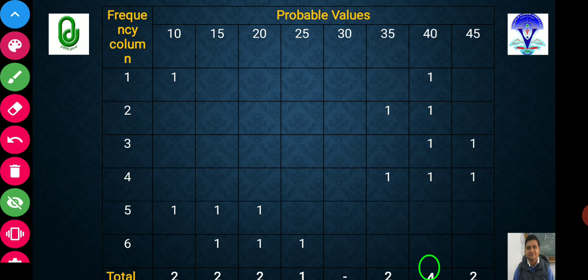In the frequency column we have written first 1, 2, 3, 4, 5, 6. So these were the 6 columns. We had prepared the 6 columns, 1, 2, 3, 4, 5, 6, and we have to write the corresponding probable values. So how will we write the corresponding probable values? Again we will go to the analysis table so that it will be clear to you.